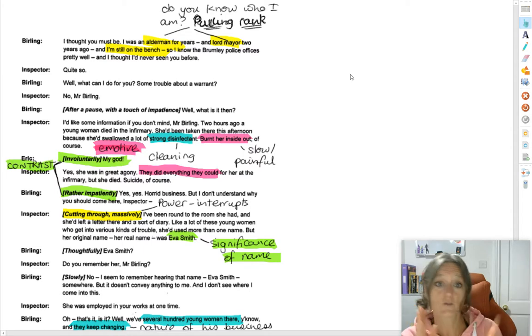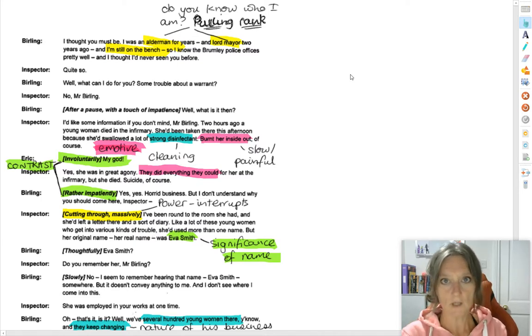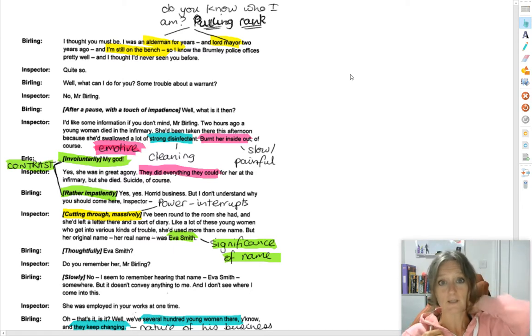So the third trick that he's going to try is to do something called pulling rank. Mr. Birling is basically looking at the inspector and saying to him, do you know who I am? That's what pulling rank means. He's basically saying to the inspector, I'm more important than you. I've got more status than you. I've got more important friends than you. If I decide to, I can get you fired. He doesn't actually say that, but the way that he is talking, he's insinuating that. So let's have a look at how he does that.